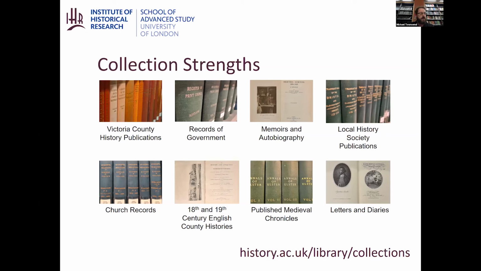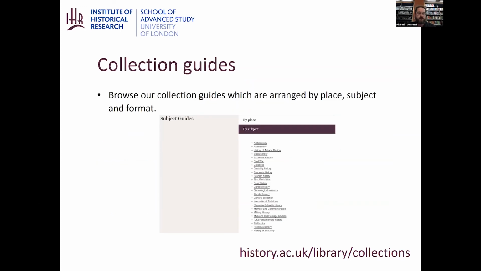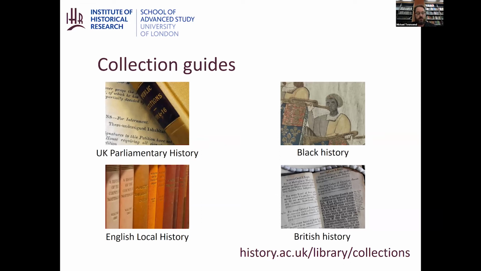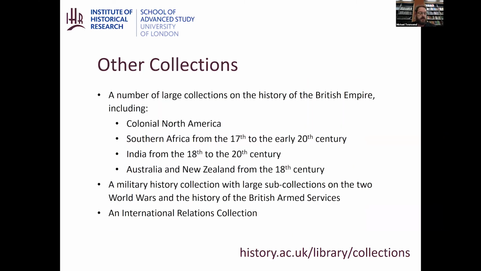Right, okay. To get an idea of what we have in the library, you can browse our growing list of collection guides as well. So currently we have ones on British history in general, English local history, Black history and UK parliamentary history, as well as others including London history, Welsh history, Scottish history and Irish history. We've also got a number of thematic guides which highlight many items from our British collections, including ones on archaeology, architecture, genealogical research and transport history. Other collections that may also be of interest include our large colonial collections, as well as our ones on military history and international relations.